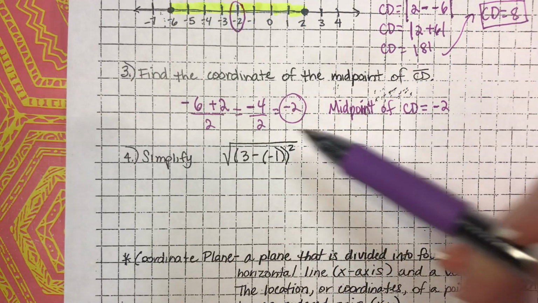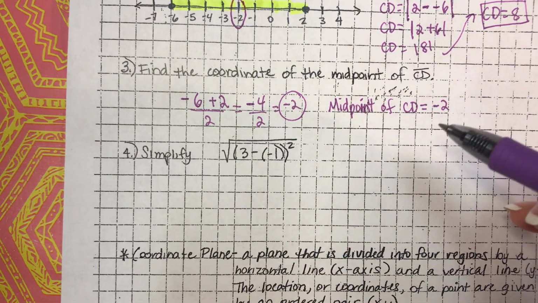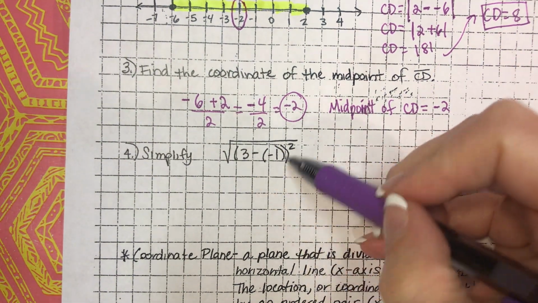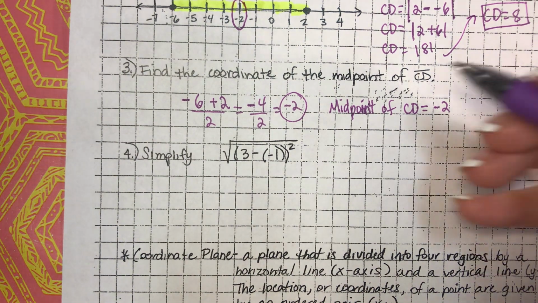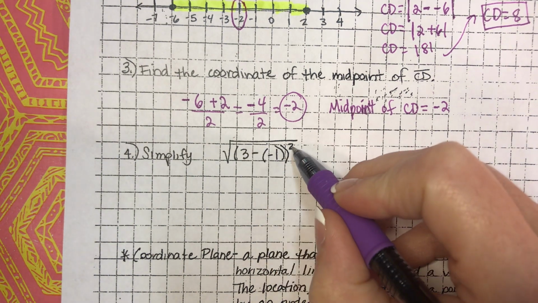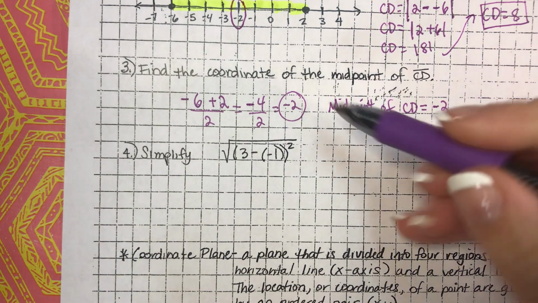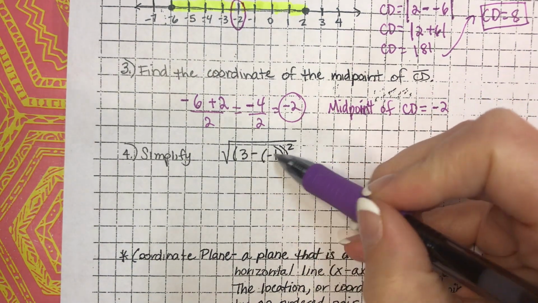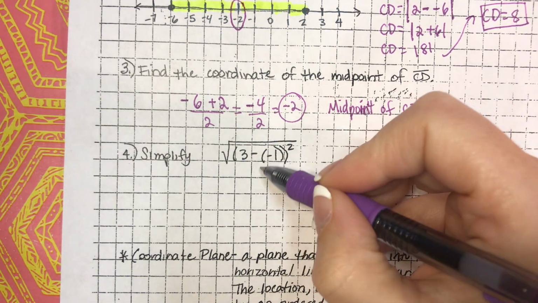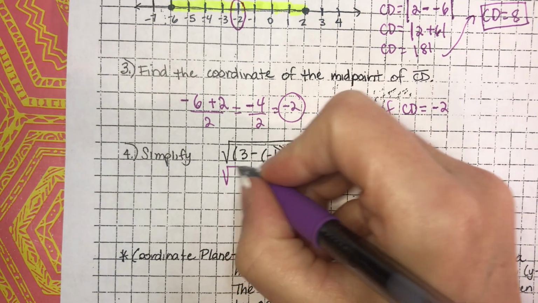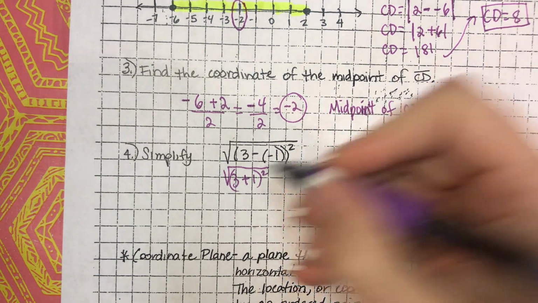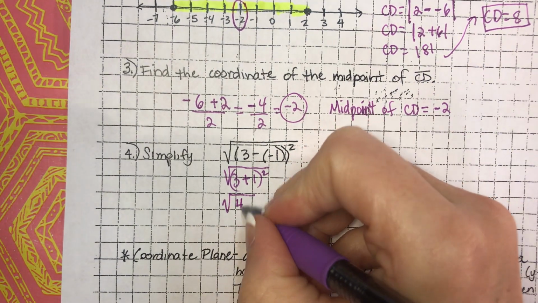All right, let's go to simplifying this expression. We have a radical sign here, a square root symbol, and we have stuff inside. So we need to simplify the inside first. It looks like we have 3 minus a -1, all of that squared, and then we're taking the square root of all that. First we simplify 3 minus -1. Again, two negatives make a positive, so it's 3 plus 1 squared, and 3 plus 1 is 4. So that's just 4 squared.